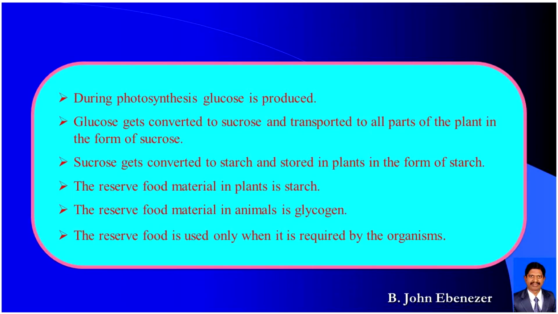During photosynthesis, glucose is produced. Glucose gets converted to sucrose and transported to all parts of the plant in the form of sucrose. Sucrose gets converted to starch and stored in the plants in the form of starch. The reserve food material in plants is starch. The reserve food material in animals is glycogen. The reserve food is used only when it is required by the organisms.